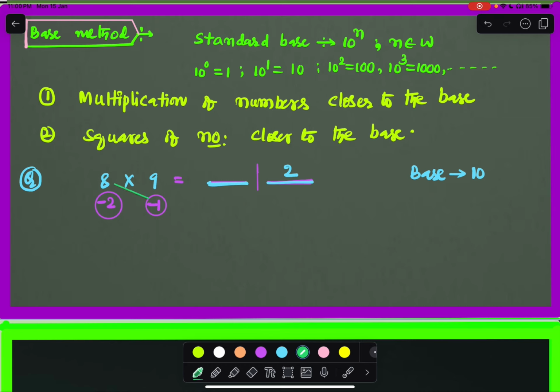8 plus minus 1, not straight but diagonally we'll add, right? 8 plus minus 1 gives 7, and 9 plus minus 2 also gives 7, right? So 8 times 9 is 72, we know that.